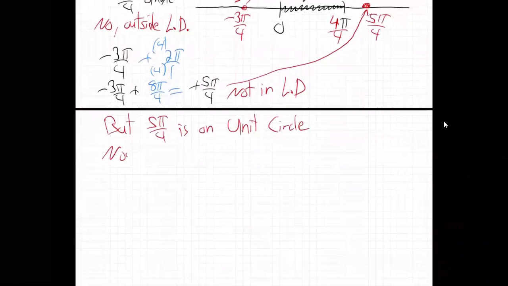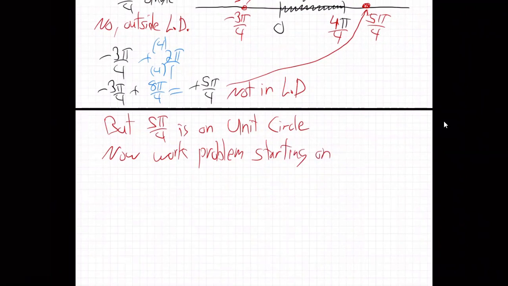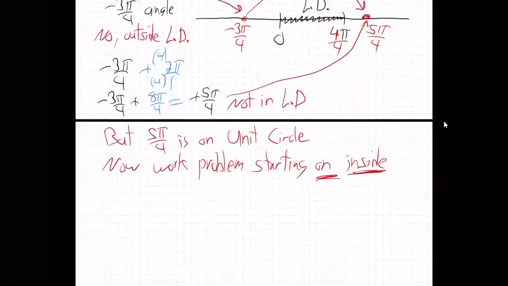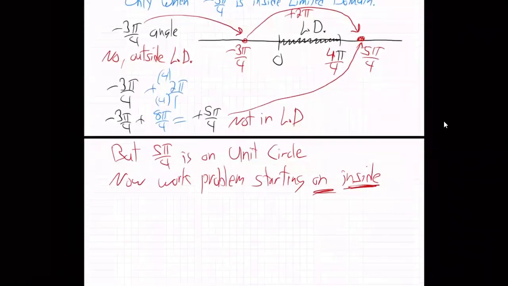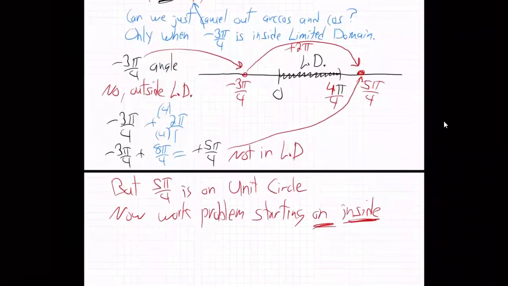Now work the problem starting on the inside. That's the key point. It's in the notes. You can read it. So let's go back to the original question. What was the original question? We've done so much work on this now. It was arc cosine of cosine of minus 3 pi over 4.